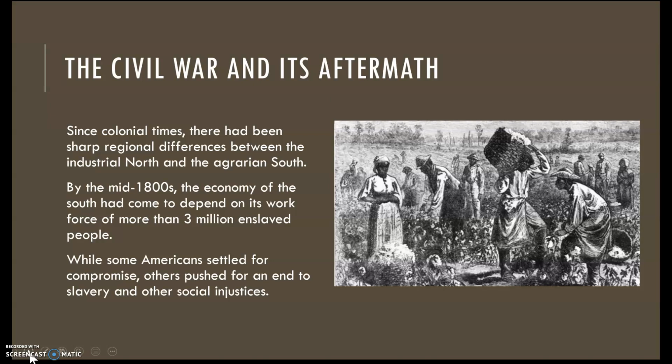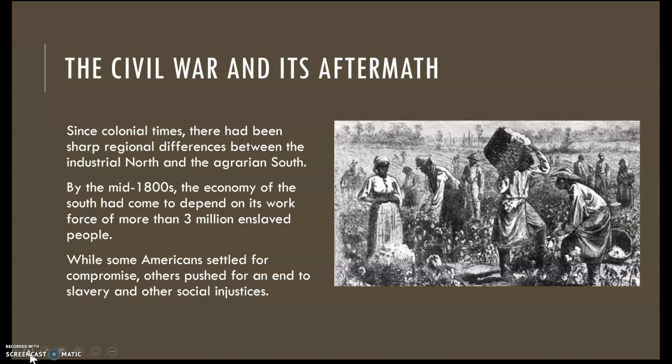Since colonial times, there has been a sharp regional difference between the industrial North and the agrarian South. So what that means is the northern states in the United States were entirely focused on industry. This is where you'll have your factories, your textile mills, all of these things. And the South was focused on growing things, especially tobacco and cotton. Those were two of the main crops that came from the South.